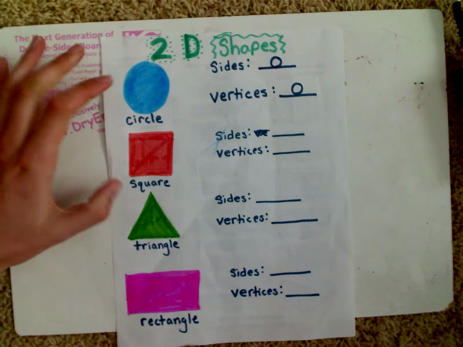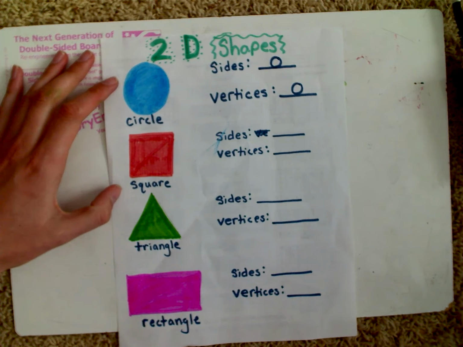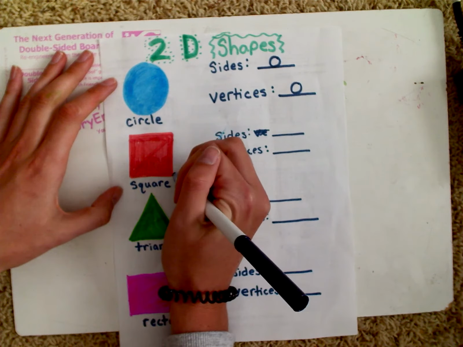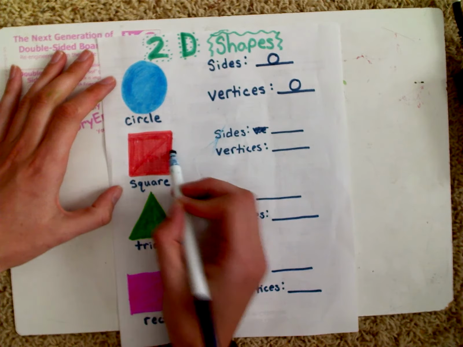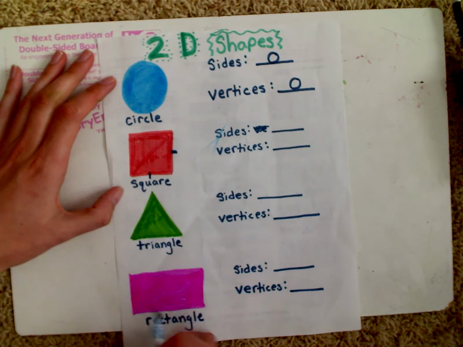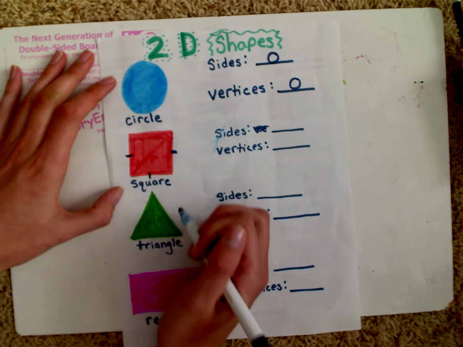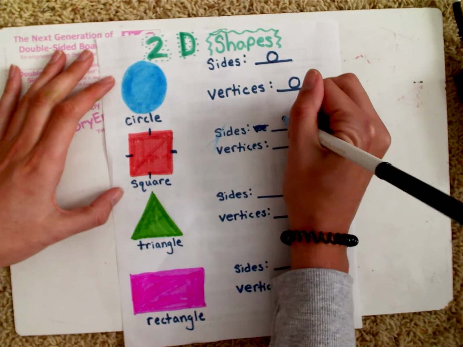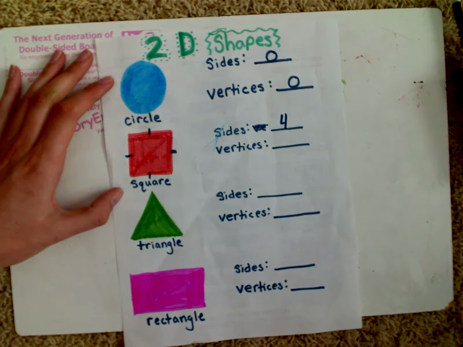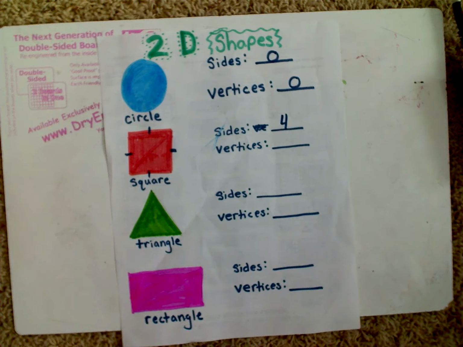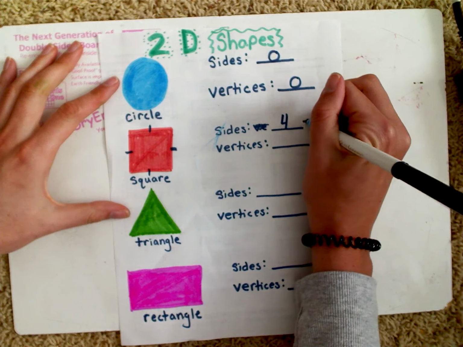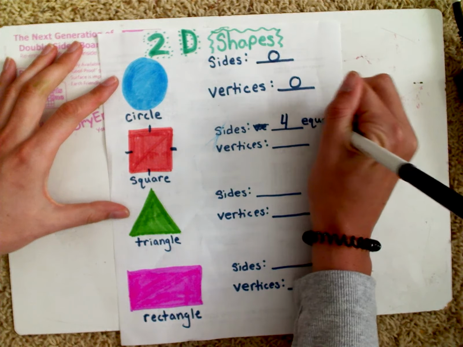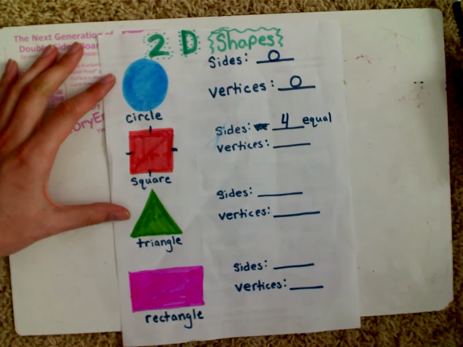What about a square? How many sides are there? Well, this is a side, so we have 1, 2, 3, 4. We have 4 sides in a square. And what do we know about those sides? There's something special about the sides in a square. They are always equal. They are always the same.